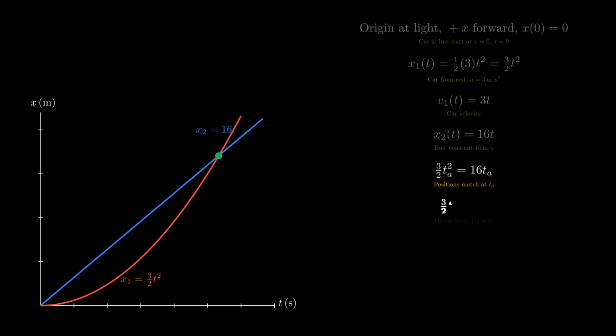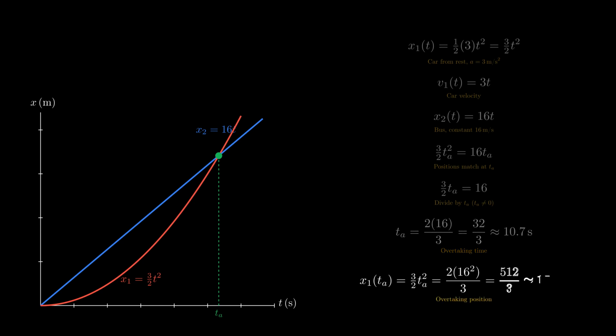Now divide both sides by t sub a, which is valid because the overtaking time is not 0. This gives 3/2 t sub a equals 16. Solving, t sub a equals 2 times 16 divided by 3, which is 32/3, approximately 10.7 seconds. Now substitute back to find the position.